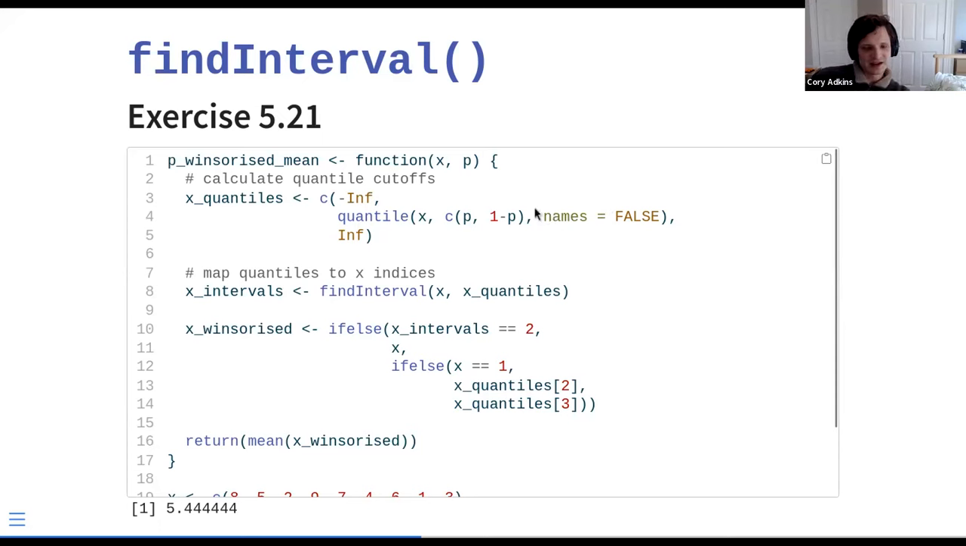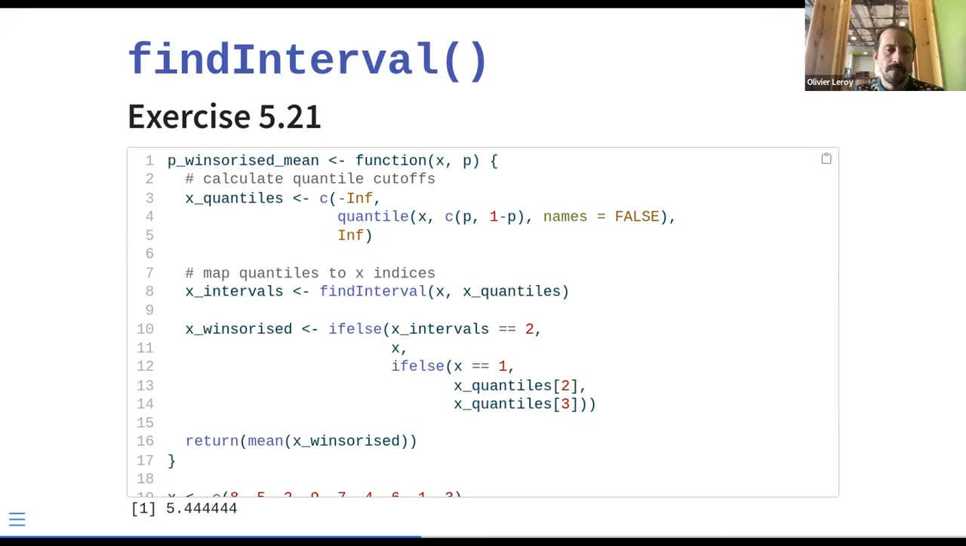I think it's because quantile returns a named vector, and the names are the quantiles. So I didn't want that. You just wanted the interval, yeah. I mean the interval, yeah.